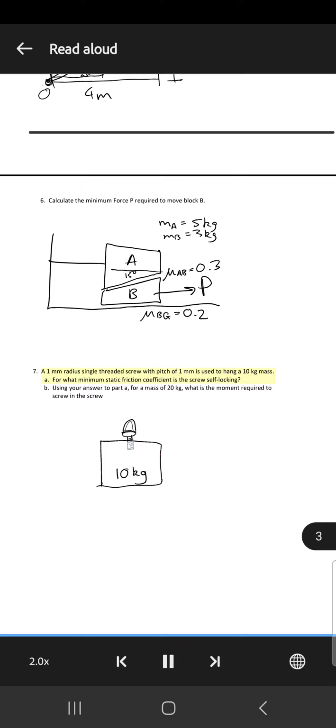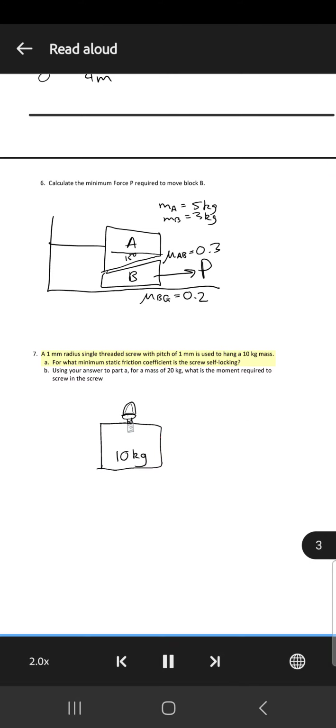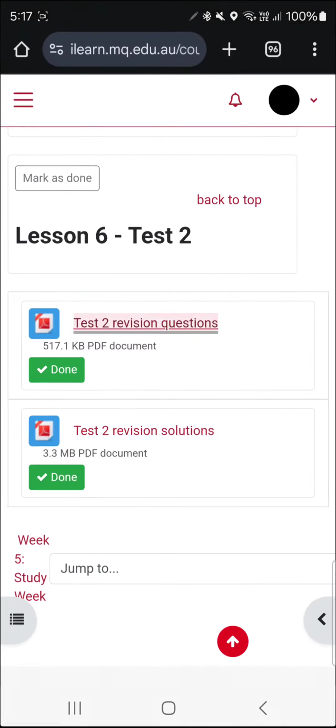7. A 1 mm radius single threaded screw with pitch of 1 mm is used to hang a 10 kg mass. A. For what minimum static friction coefficient is the screw self-locking? B. Using your answer to part A, for a mass of 20 kg, what is the moment required to screw in the screw?